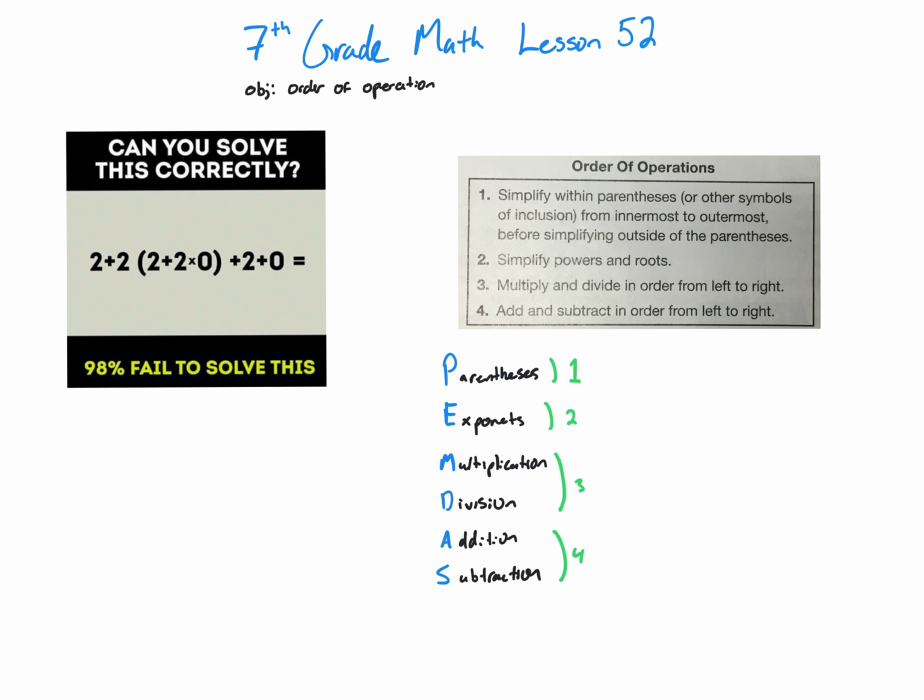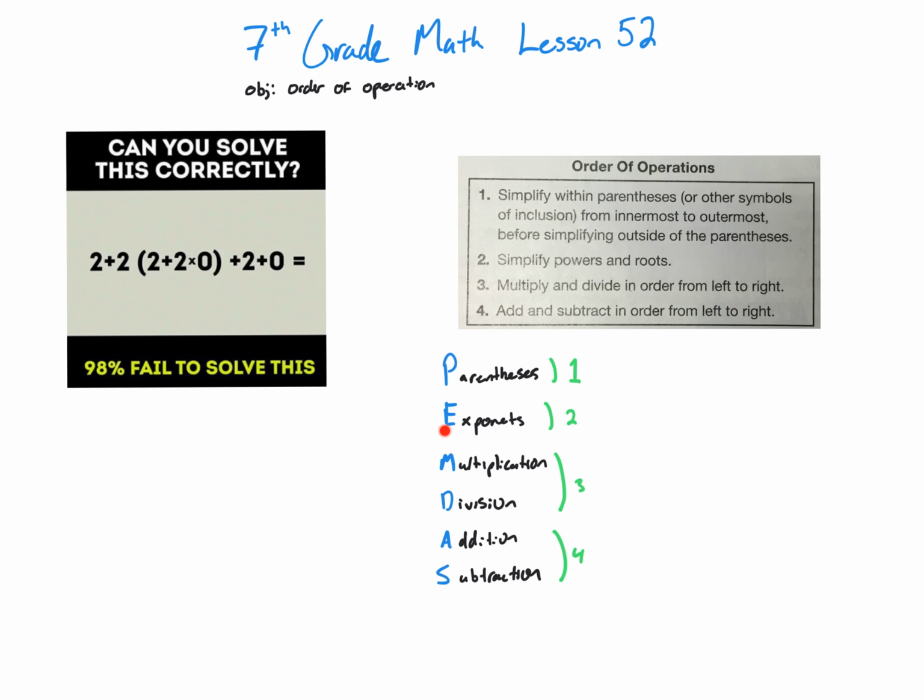So number one, in your book it says simplify within parentheses or other grouping symbols. If there's more than one, then you start with the innermost one. Number two, then you simplify powers and roots. Number three, we start with multiply. We do multiplying and dividing in order from left to right. And then number four, we add and subtract in order from left to right.